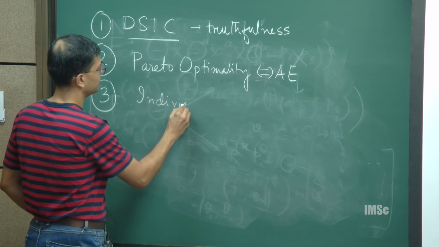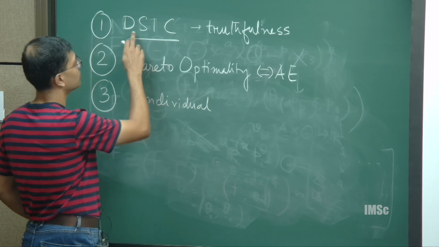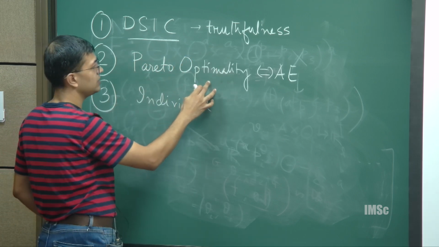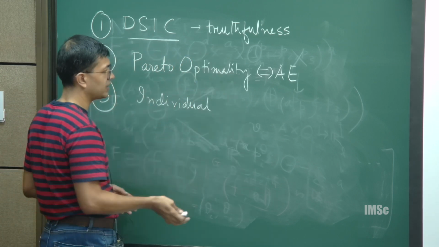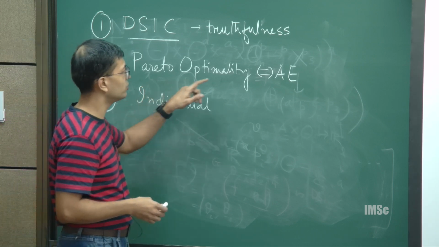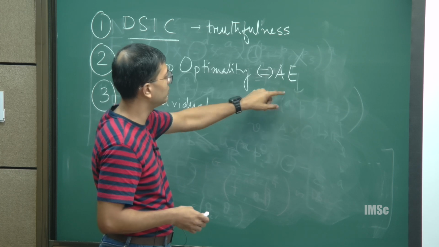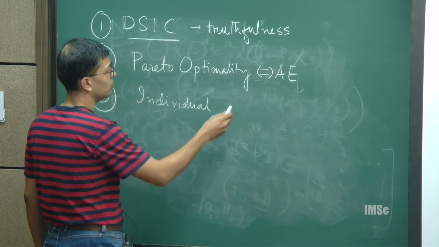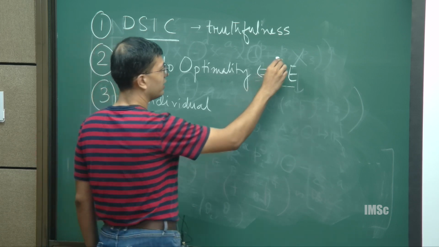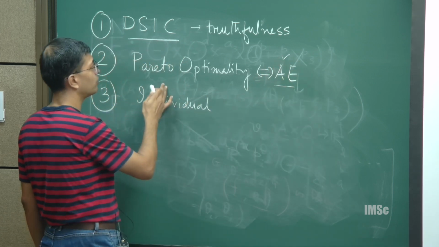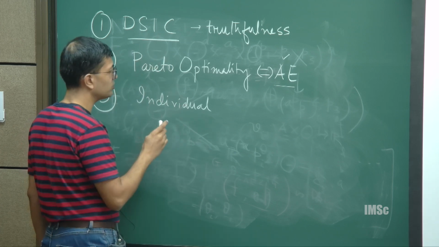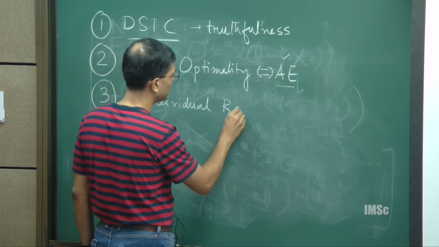If you just look at the previous properties, DSIC is talking about truthfulness, Pareto optimality is talking about how collectively we cannot make all the agents better off, which we also showed is equivalent to allocative efficiency. So, we found a mechanism, in fact a class of mechanisms, which are allocatively efficient and therefore Pareto optimal and also DSIC, but there was a certain thing that was missing, which was this property of individual rationality.